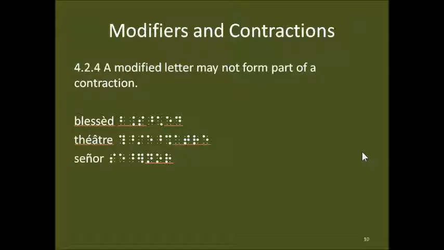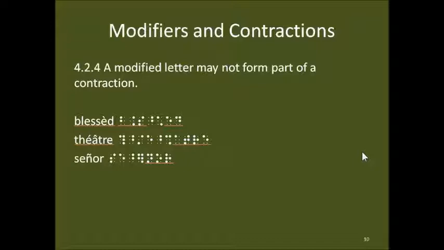So theater, we can't use the THE because the E has an accent mark above it. It has that acute accent there. So we can still use TH, but we have to spell out the E part of it, and we can't use A either. We can't use EA, not that we normally would anyway, but both of those letters have accent marks, so we need to show those individually as they are.